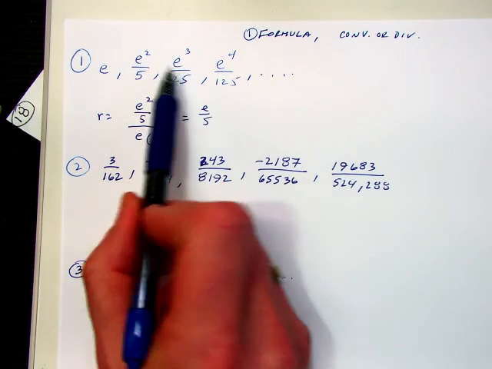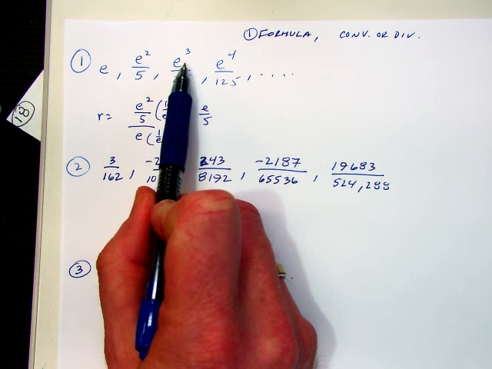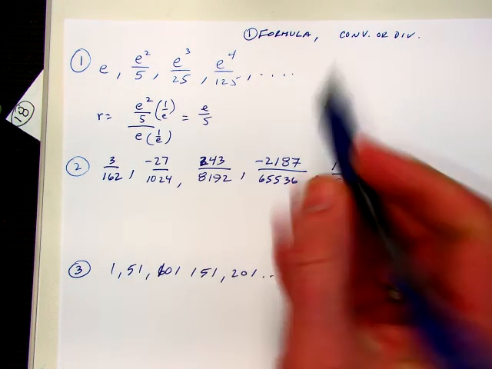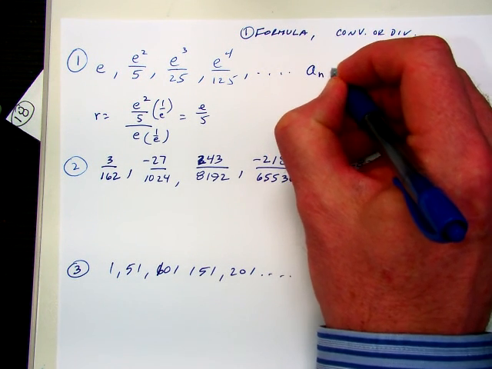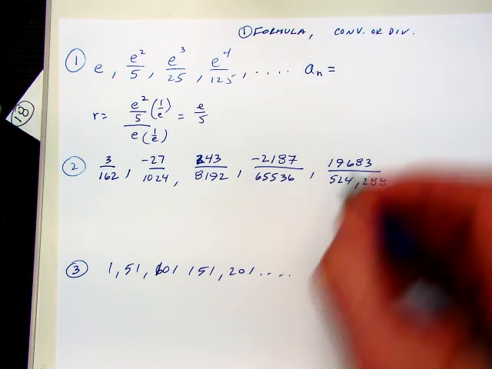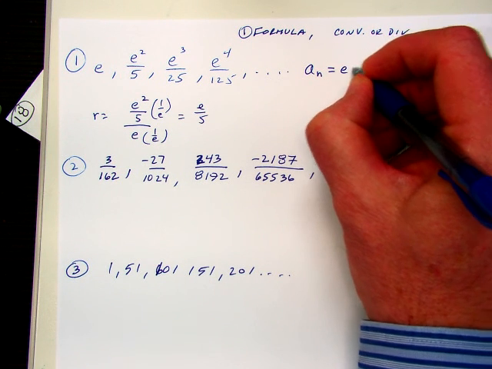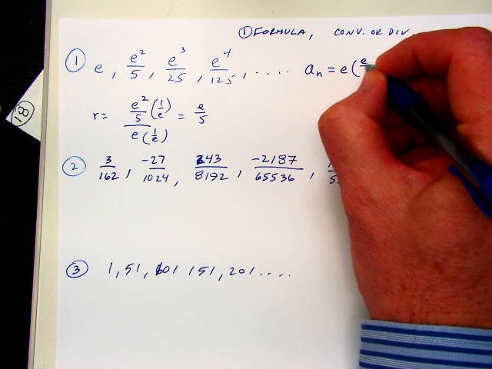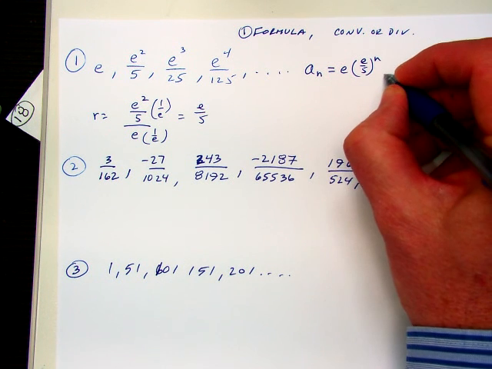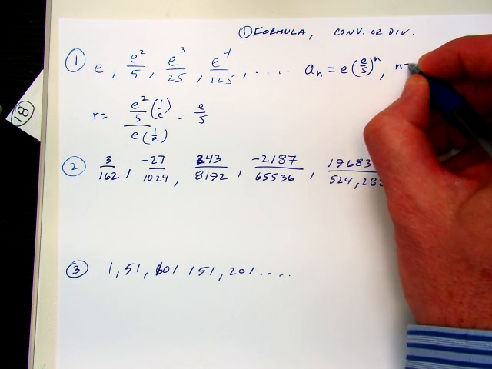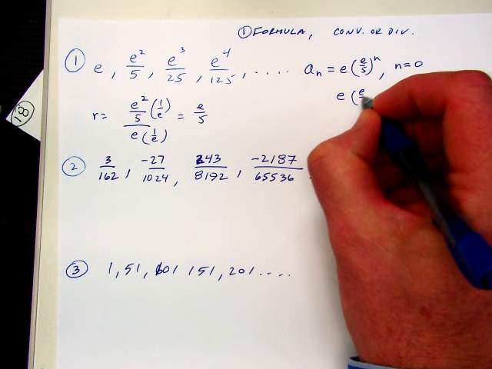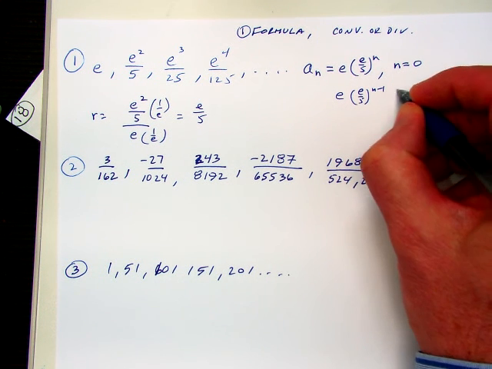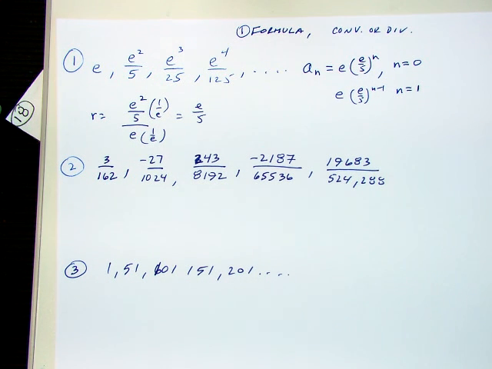If you multiply this one by e over 5, you get to here, multiply by e over 5, you get there. So our formula for this would be a sub n. The first term would be e, and then we're multiplying by e over 5 to the n, but we need to state that we're starting with n is 0. You could have also done e times e over 5 to the n minus 1, then you're starting with n equal to 1.